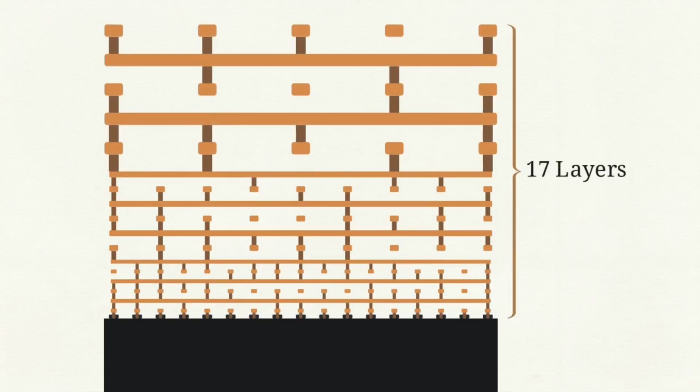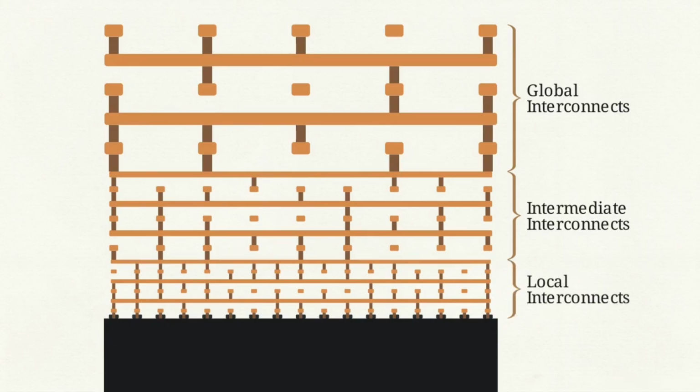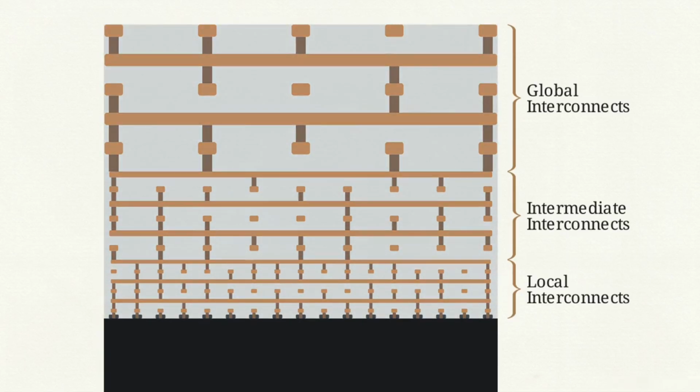Looking at this structure, we can identify exactly 17 rigid layers of copper wiring. These are organized into three distinct tiers: global interconnects at the top, intermediate interconnects in the middle, and local interconnects at the bottom. And none of these wires are floating. They are firmly encased in solid blocks of insulating silicon dioxide to prevent short circuits.